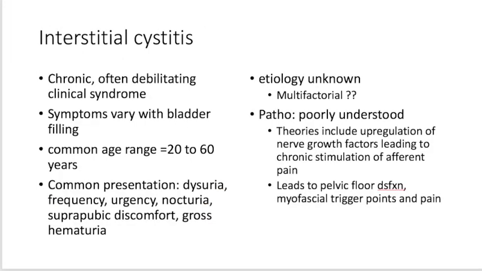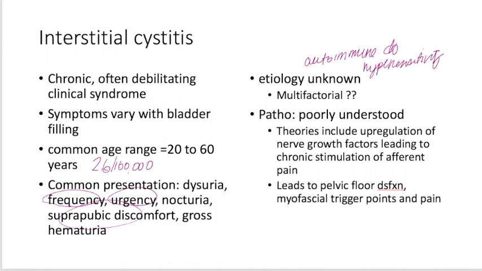Interstitial cystitis is a chronic clinical syndrome of urinary frequency, urgency, and pelvic pain. And then symptoms will vary related to bladder filling, and it usually has a pattern of exacerbations and remission. This is a diagnosis of exclusion after you rule out some other etiology. Common range is 20 to 60 years old, and it has a 2.6 per 100,000 incidence rate. Various etiologies have been theorized, but none explain all of the signs and symptoms and presentations and clinical courses. So these would include things like an autoimmune disorder, hypersensitivity issues within the bladder, and then maybe some pain issues.